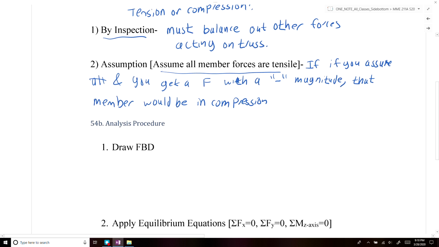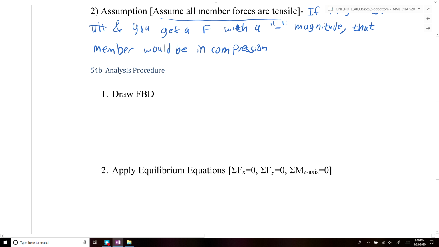All right. So when you're doing these types of problems, you'll do this analysis procedure. The first step is to draw your free body diagram. When you draw your free body diagram, the first thing you're going to do is cut the truss through the truss members that you want to solve the internal force in.